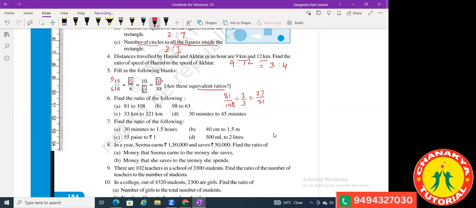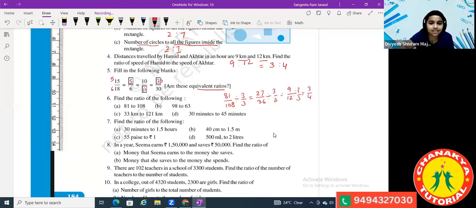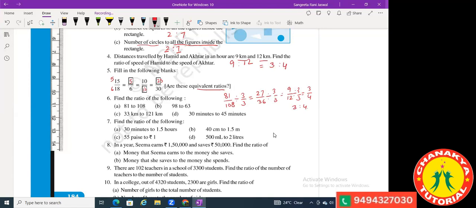3 nines are 27, 3 sixes are 18. Now again, this can be divided again by 3. Ma'am, 9 by 12, but again 3 by 4. Again, this can be divided. So what do you get? 3 by 4. Ma'am, we can directly do 81 by 108 divided by 27. See, look here, we divided by 3 three times. 3 threes are 9, 3 nines are 27. So if we directly divide by 27, we will get the same number.